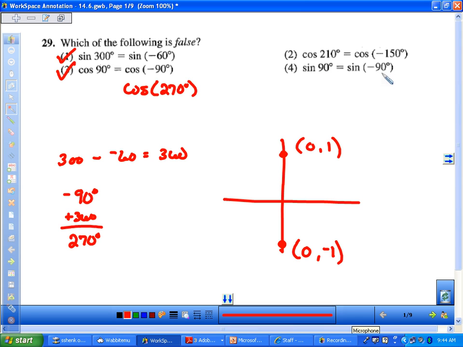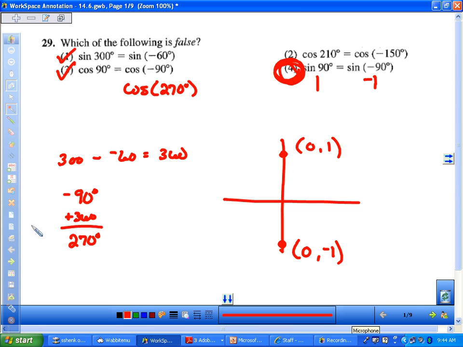How about the sine of 90 and the sine of negative 90? Sine is which coordinates? The y's. Are the y values the same at these two spots? No, they are not. Is the sine of 90 going to be the same as the sine of negative 90? No, it is not. This is the one that is false. Choice number 4. Okay. Number 2, are these ones coterminal? Yes, they are. So they've got to be equivalent to each other. So it's number 4 because up here the sine of 90 would be 1. The sine of negative 90 is negative 1. Those two things are not equivalent to each other.